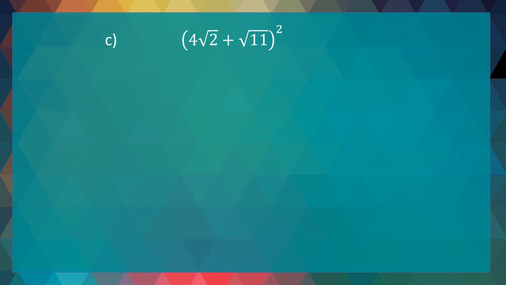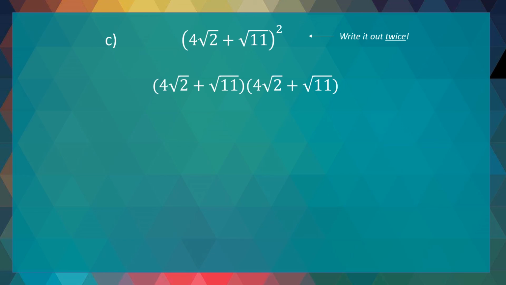C, we have parenthesis, 4 square root 2 plus square root 11, close parenthesis, all raised to the second power. Now, anytime something is raised to a second power, what does that really mean? Well, it means you need to write it out twice. This really means 4 square root 2 plus square root 11 times 4 square root 2 plus square root 11. So this really is a binomial times a binomial, which means we do need to distribute to each term.